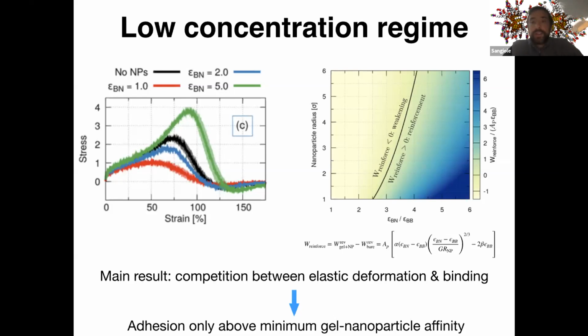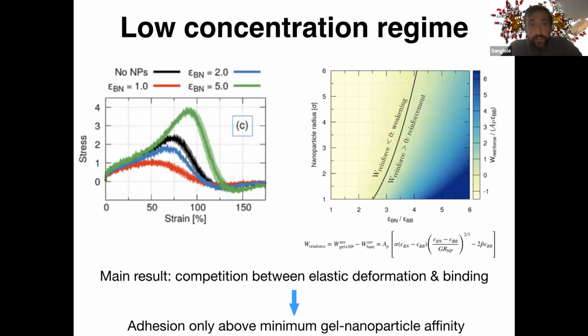Now, we were able to show in this paper that this depends on the fact that when we put nanoparticles on the interface in a gel, there are always two competing interactions. The nanoparticles cause an elastic deformation of the gel, which actually prevents adhesion, but then they also have the binding interaction that is due to the fact that the surface of the nanoparticle is attractive to the gel. And the competition between these two determines the fact that there will be a minimum value for the attraction before any reinforcement is observed.